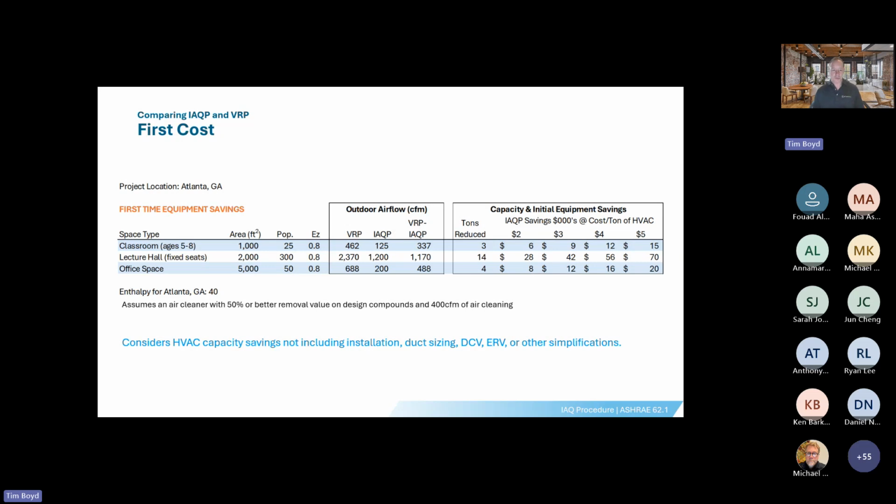And so notice in this example, again, we just took it right from the VRP table, the category. So it's 2,000 square feet, 300 people in that space. Again, high supply, high return. You're saving about 14 tons. And again, if it's at that $4,000 a ton, you're somewhere in that $50,000 of savings from that piece of equipment that you were going to install.